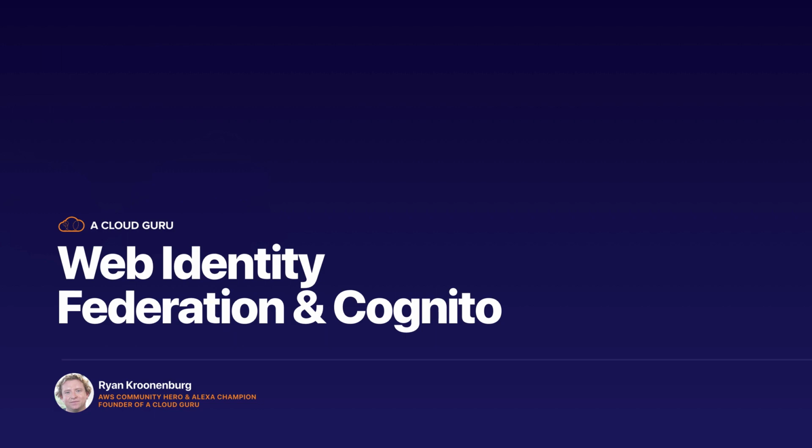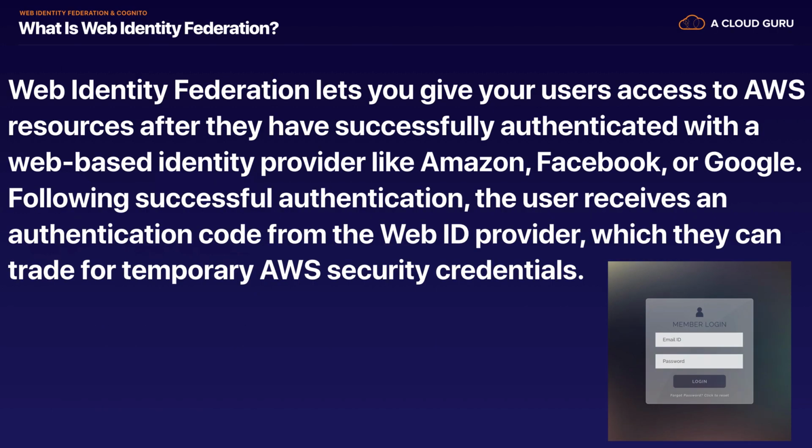So Cognito has started coming up in the exam, and in order to understand Cognito, let's talk about Web Identity Federation. Web Identity Federation lets you give your users access to AWS resources after they have successfully authenticated with a web-based identity provider like Amazon, Facebook, or Google. Following the successful authentication, the user receives an authentication code from the Web ID provider, which they then trade for temporary AWS security credentials.